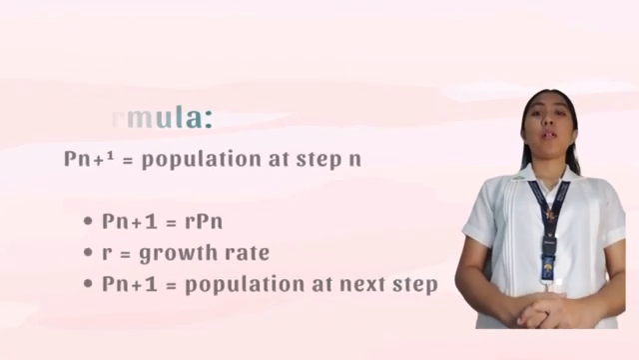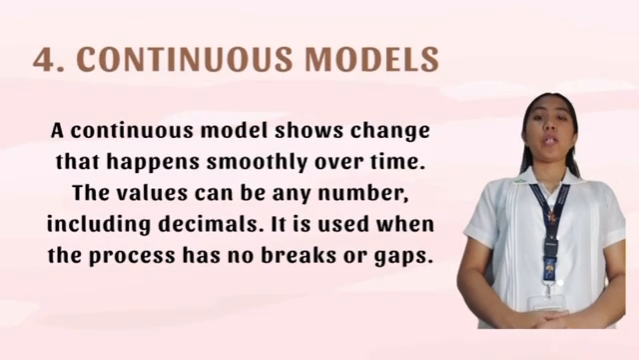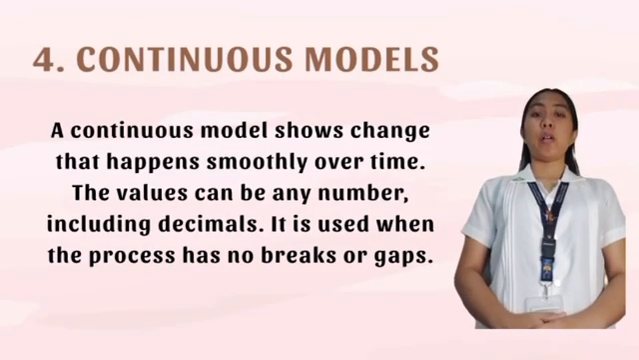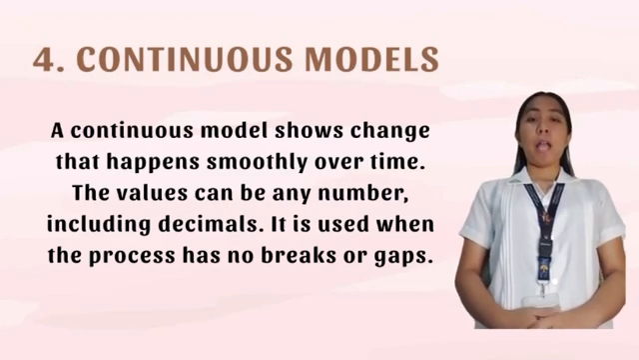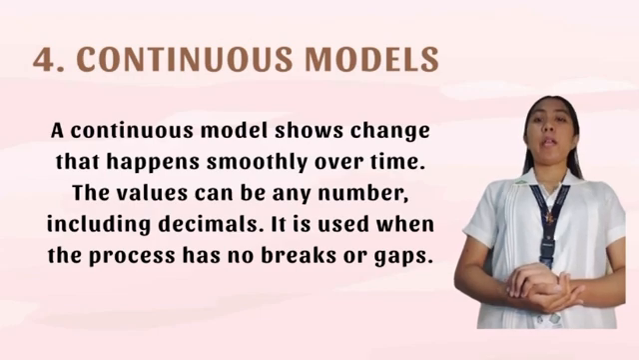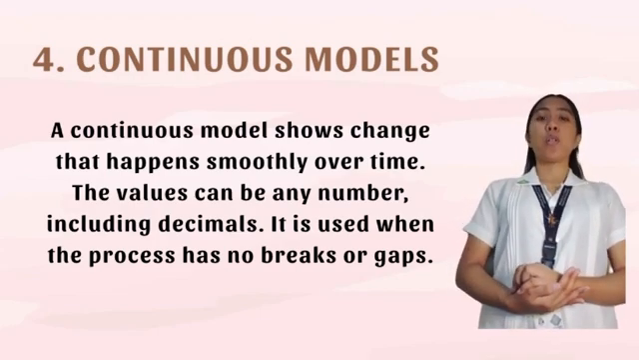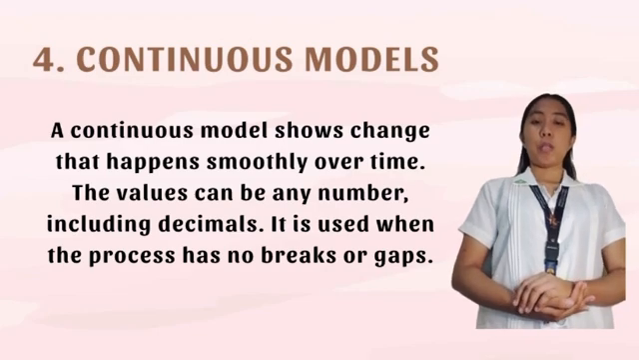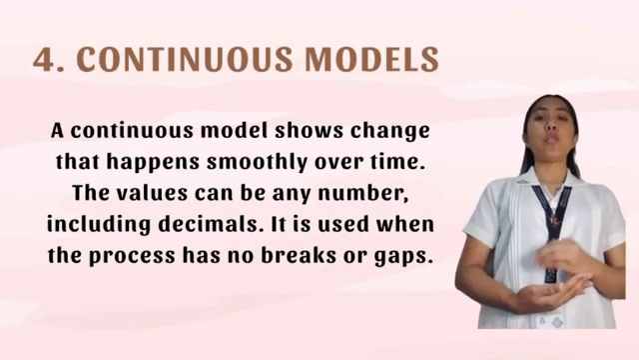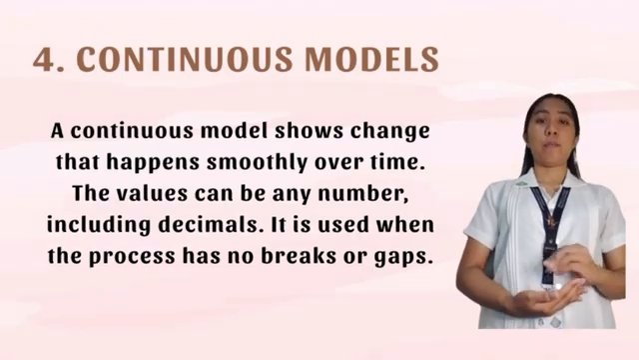The next topic is all about the continuous model. A continuous model represents change that happens smoothly and without interruption over time. Unlike discrete models, the value in a continuous model can be any real number, including decimals, because the process is ongoing with no gaps. Continuous models are used when you need to track a phenomenon constantly, rather than at specific intervals.